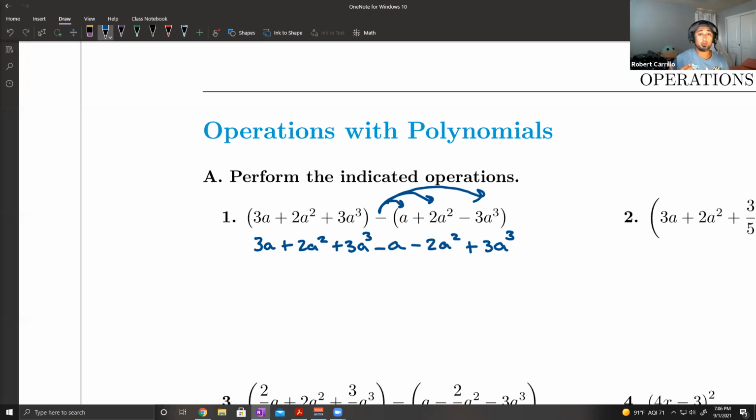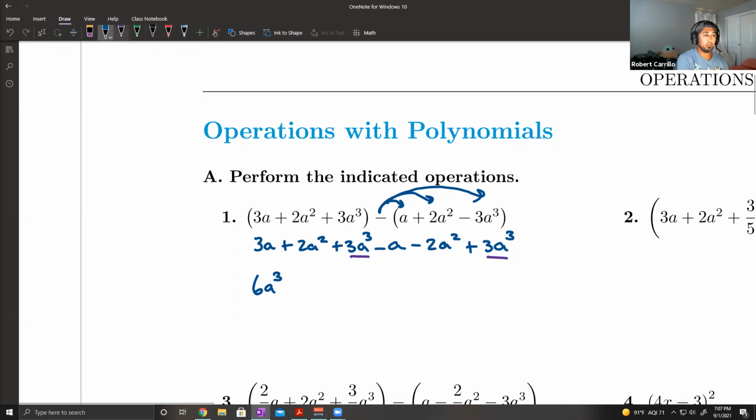And I'm going to start with the highest power first, only because it's proper to do so. So we look for the highest power. We have a squared, and a cubed. So I have a 3a cubed and a 3a cubed. Add those together, and I will get 6a cubed.